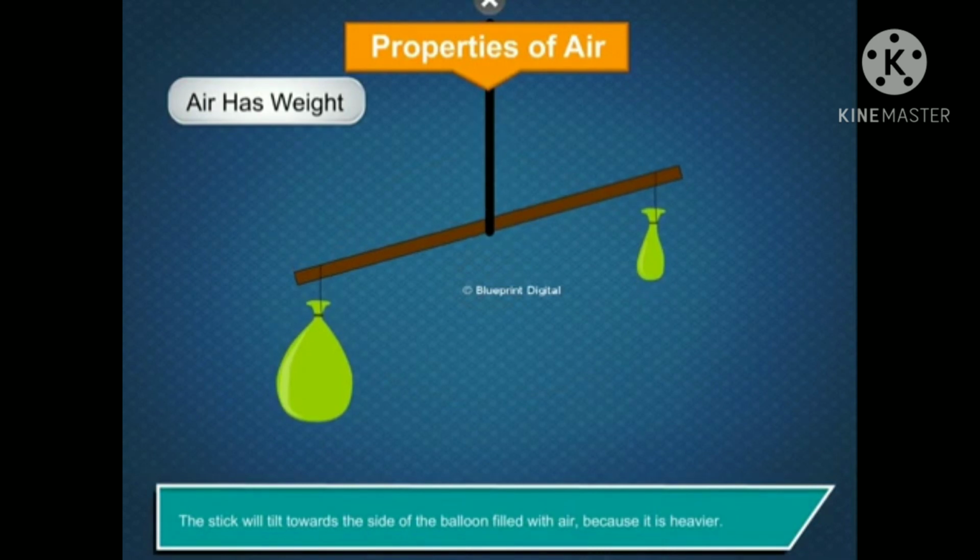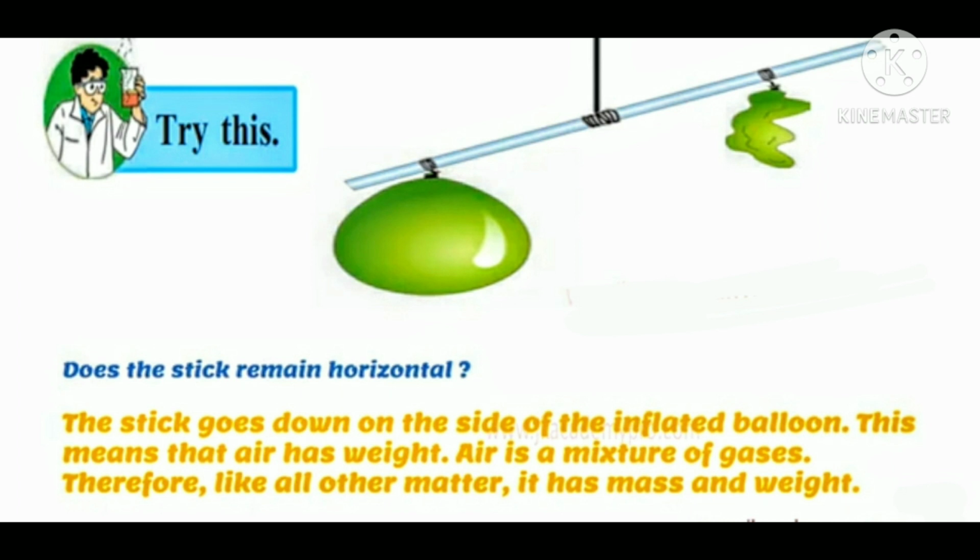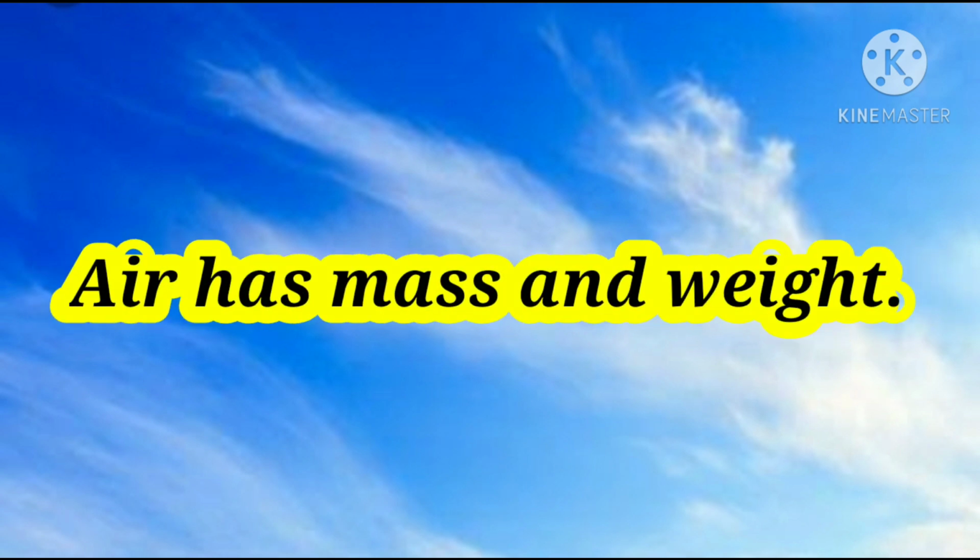Now, what do we find? Does the stick remain horizontal? We will find that the stick goes down on the side of the inflated balloon. This means that air has weight. Air is a mixture of gases. Therefore, like all other matter, it has mass and weight. So this experiment tells us that though we cannot see air, we can just feel it, air has mass like all other matter. So from this small activity, we come to know that air has mass and weight.